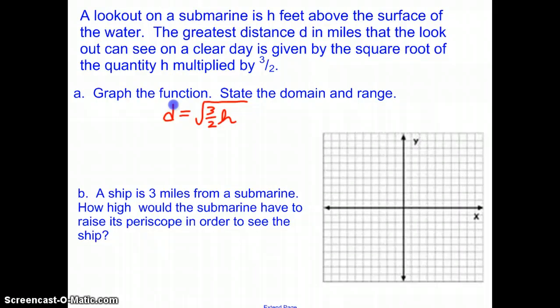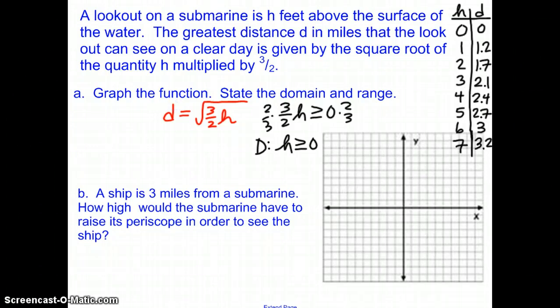We've got a square root function, no problem. The domain, remember, underneath there can't be negative, so 3 halves h has to be greater than or equal to 0. Get h by itself, and we realize quickly that h has to be greater than or equal to 0. That's our domain, no problem. Now, through the magic of flipping the classroom, we have our x and y table, our height and distance table already there for us. I've just entered things in and calculated, no problem.